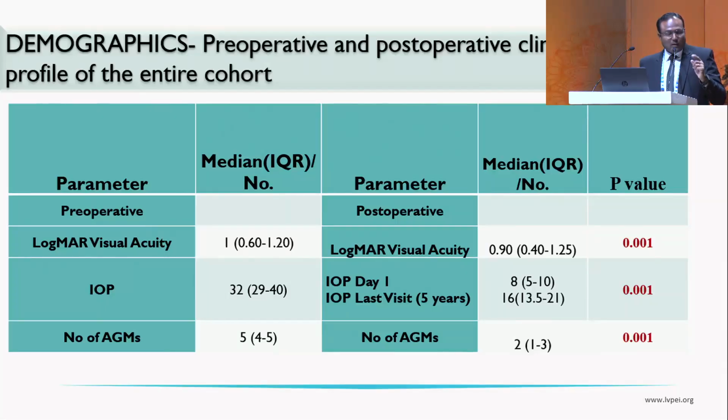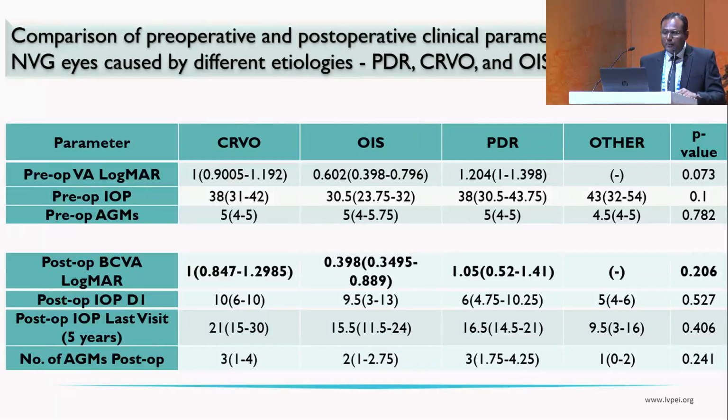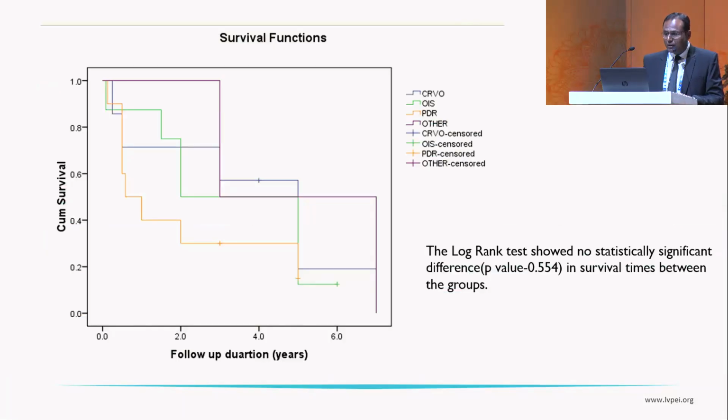So in our cohort, which predominantly had males with a median age of 61 years, there was maintenance of visual acuity in the post-op period with a reduction in IOP, which was maintained over all the follow-up, and a reduced dependence on anti-glaucoma medication. While talking about comparison between the groups, as we see here, there is no statistically significant difference, but patients in the OIS category seem to benefit more with AGV implantation in terms of gain in visual acuity as well as reduction in intraocular pressure.